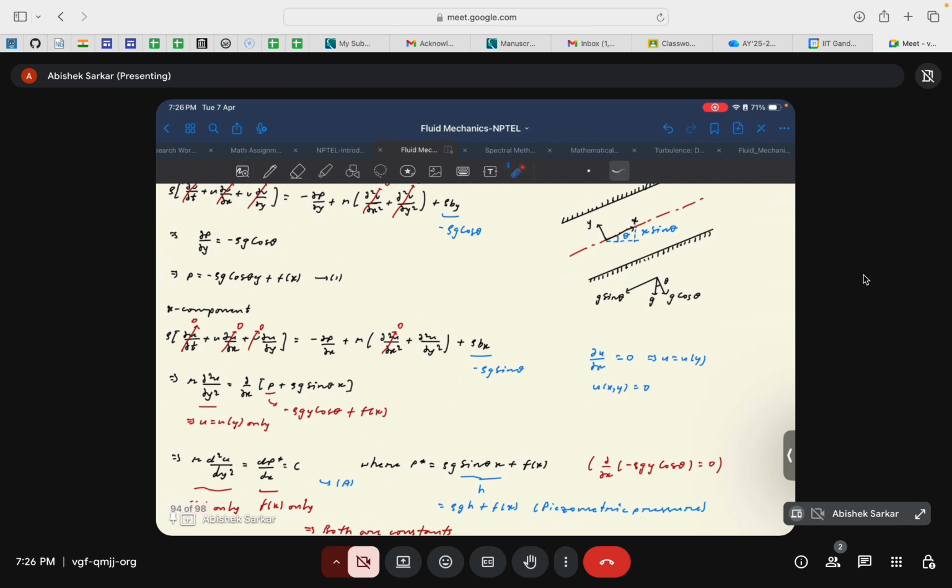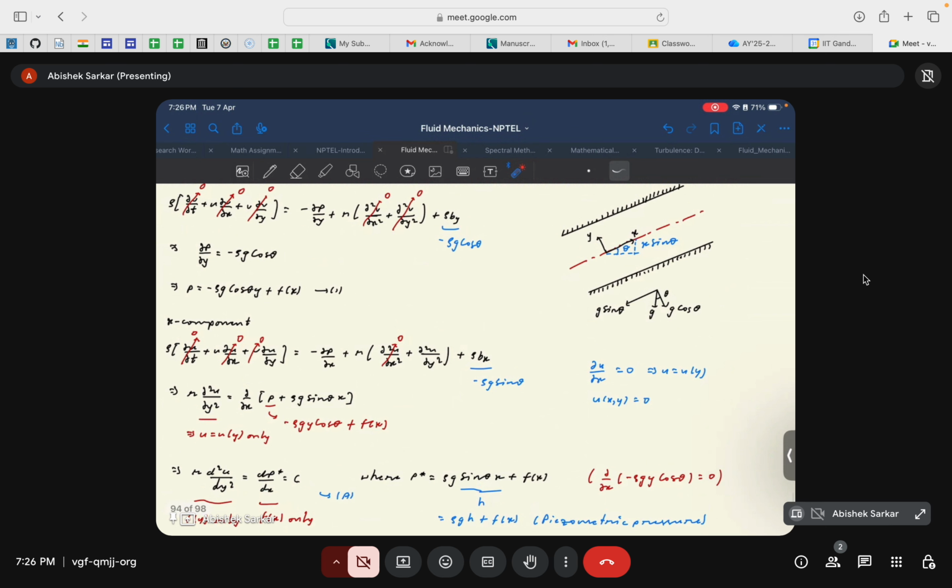Now the x component equation, this is the more interesting part. We have rho times dou u by dou t plus u dou u by dou x plus v dou u by dou y equal to minus dou p by dou x plus mu times dou square u by dou x square plus dou square u by dou y square, plus rho b_x. Since the flow is steady, the dou u by dou t term is equal to 0, not because u is 0, but because the flow is steady.